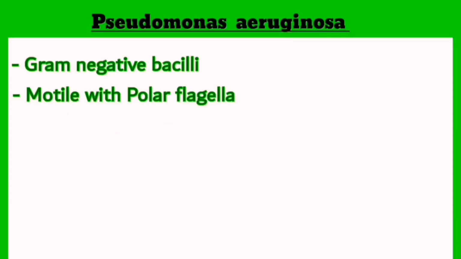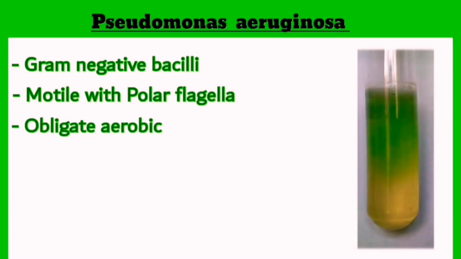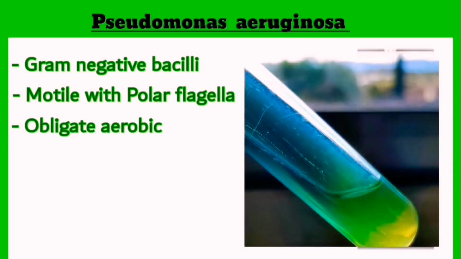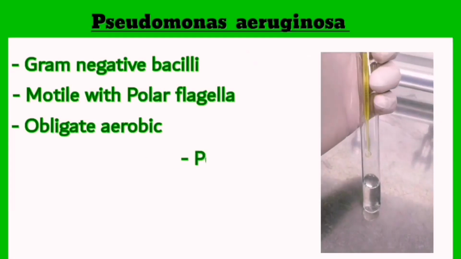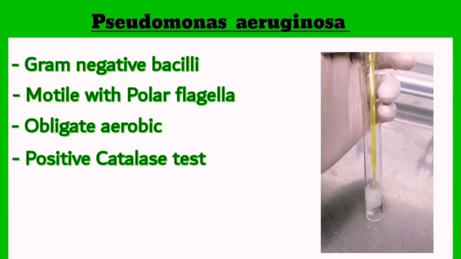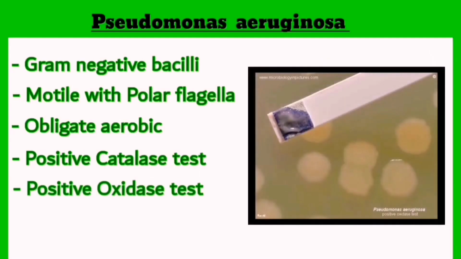Another characteristic of Pseudomonas aeruginosa is that it is an obligate aerobe which is clearly noticed when the organism is injected into a liquid broth medium. It will only grow near the liquid surface which is exposed to the air because it's unable to grow in anaerobic conditions. P. aeruginosa is also catalase and oxidase positive.